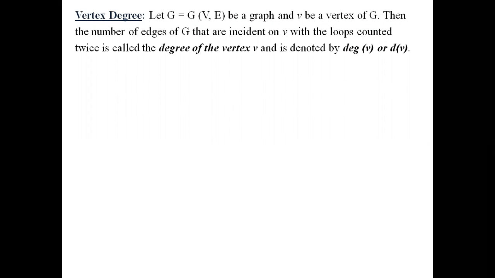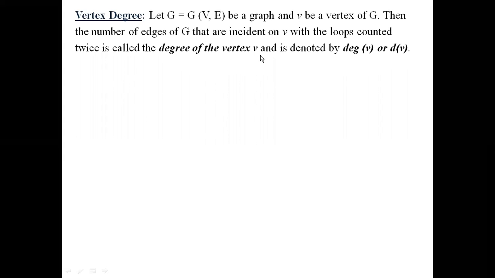We'll first know the definition for vertex degree. Suppose G is a graph, then the number of edges of G that are incident on the vertex V with the loops counted twice is called the degree of the vertex V, and it is usually denoted by deg(V) or d(V). V is the vertex of the graph G.